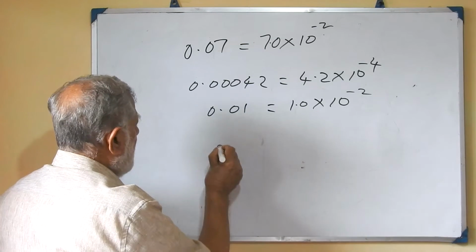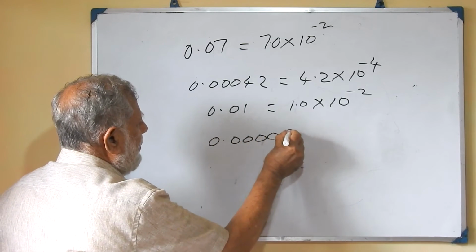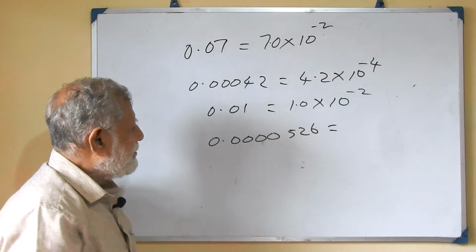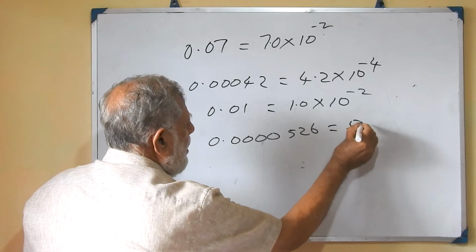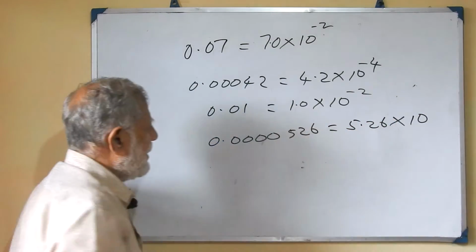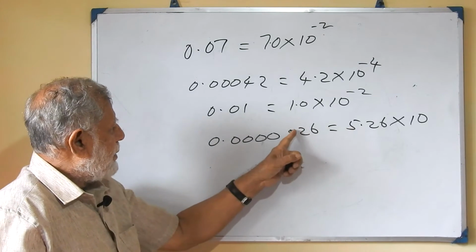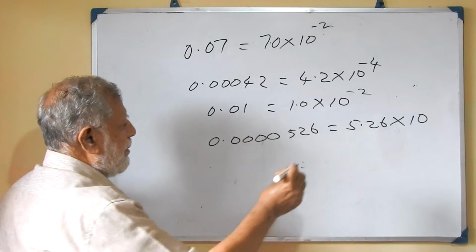Look at this one. 0.0000526 equals. We start with the first number, 5.26 into 10 to the power of. 5.26. So we have put the decimal here. So from here to here, how many numbers? 4 and 1, 5. So 10 to the power of minus 5.